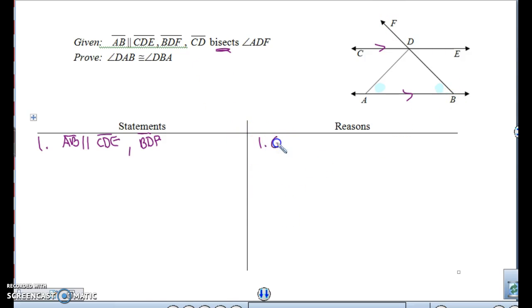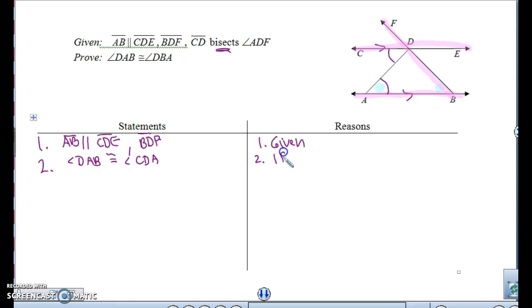So, this is given. If these lines are parallel right here, and this is my transversal, let me color them in a different color. Here's my parallel lines, and there's my transversal. Okay? Do I have a relationship between those parallel lines and any angles? Well, what about angle DAB right here? Do I see an angle that would be congruent to angle DAB? Well, what about this angle right here? What kind of angles are those? Aren't those alternate interior angles? So I can say angle DAB is congruent to angle CDA.